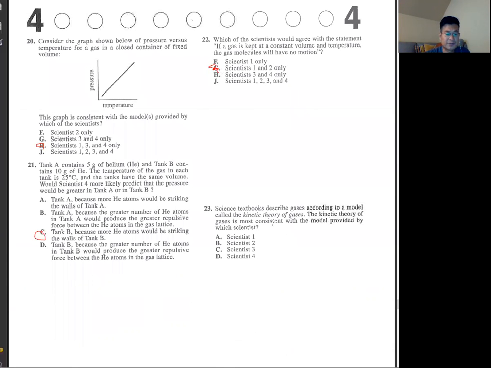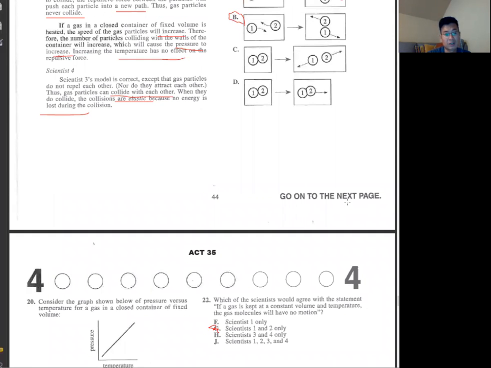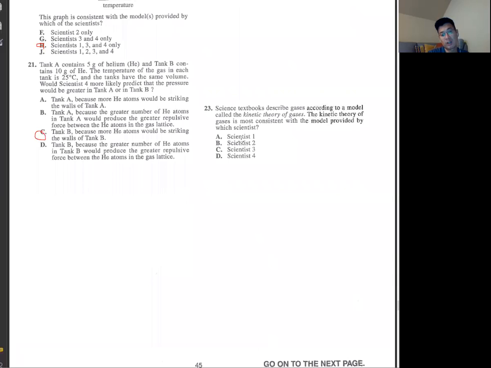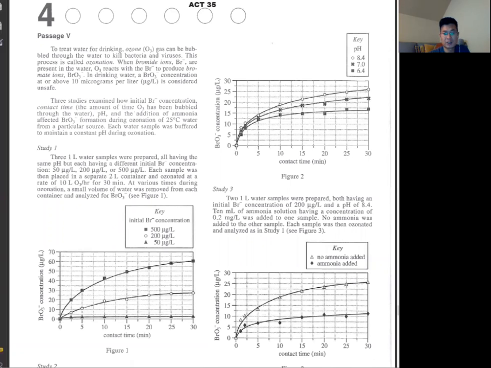And then 23, it says a scientist's textbook described the gas according to a model called the kinetic theory of gases. The kinetic theory of gases is most consistent with which one? Kinetic energy means moving, right? So it talks about how they're moving around, but scientist 4 says elastic because no energy is lost, which means we keep the same energy. That's the basic idea of the kinetic theory of gases. So which is D. Moving on to the next passage, two more passages we have.